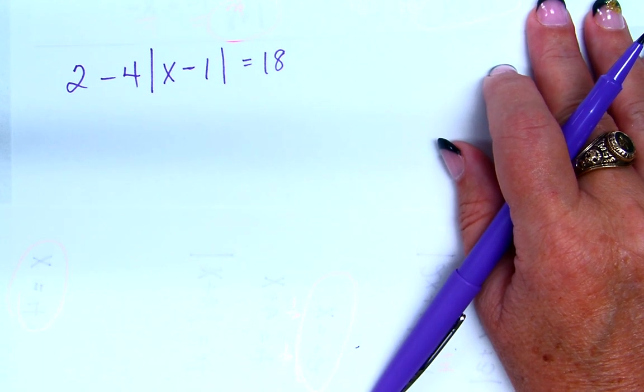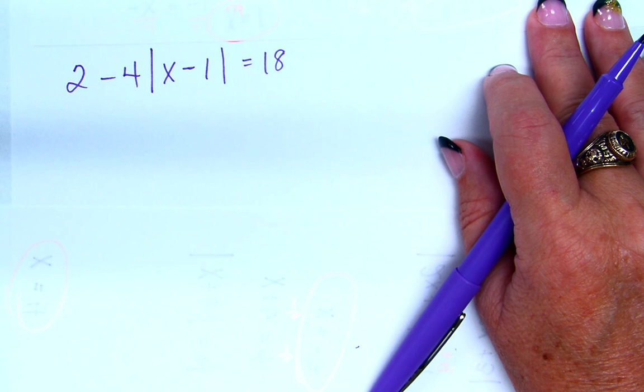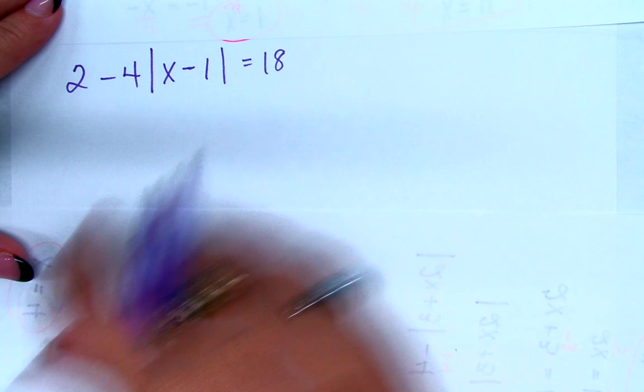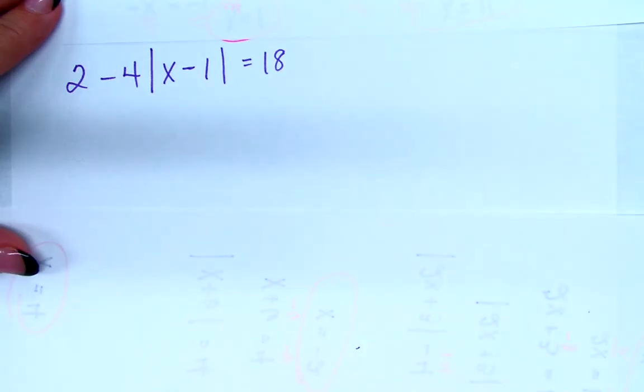Let everybody write it down. 2 minus 4 times the absolute value of x minus 1 equals 18. So the first thing we want to do is what? Isolate it. So what are we going to do first?